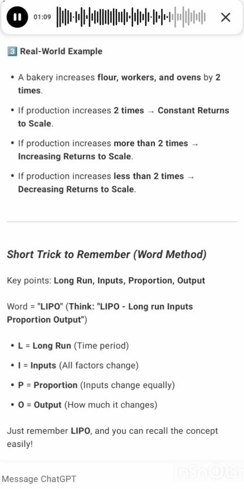Short trick to remember, word method. Key points: long run, inputs, proportion, output. Word equals LIPO. Think LIPO: long run, inputs, proportion, output. L equals long run, time period. I equals inputs, all factors change. P equals proportion, inputs change equally. O equals output, how much it changes. Just remember LIPO, and you can recall the concept easily.